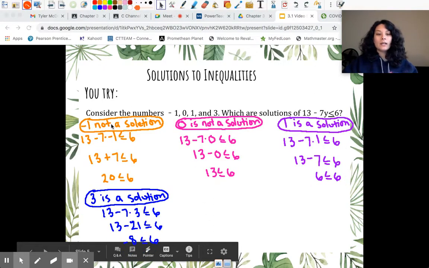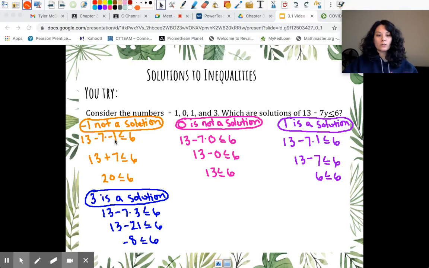I'm getting that negative 1 is not a solution. When I substitute negative 1 for that variable y, you're going to have a negative 7 times a negative 1, which gives you a positive. Adding these two numbers together gives you 20. 20 is not less than 6, and 20 is not equal to 6. Neither of those statements are true, so it's not a solution.